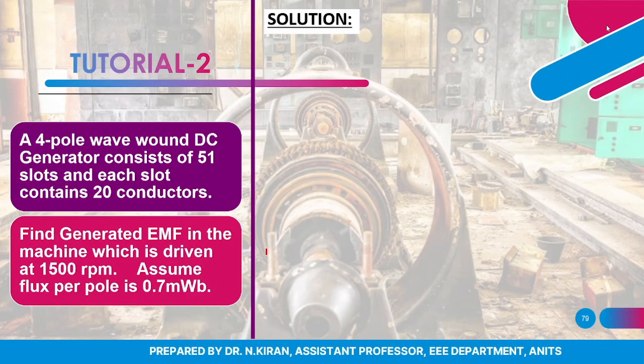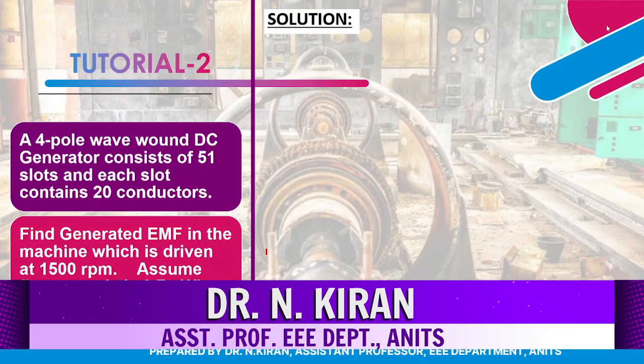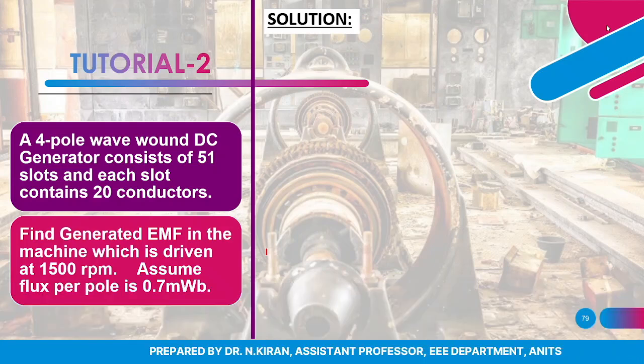The next tutorial: a 4-pole wave wound DC generator consists of 51 slots and each slot consists of 20 conductors. Find the generated EMF in the machine which is driven at 1500 rpm. Assume flux per pole is 0.7 milliweber.